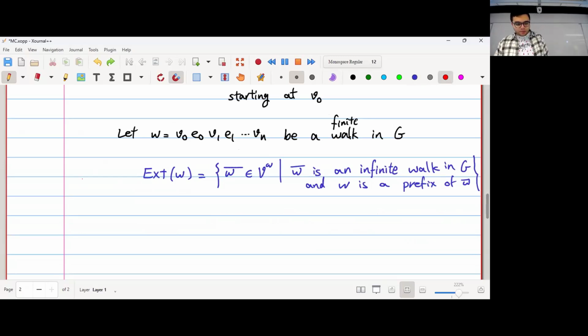I can say the probability of this set of the extensions of W is just the product of the probabilities of the edges in W, where i goes from 0 to n minus 1. Okay, great.